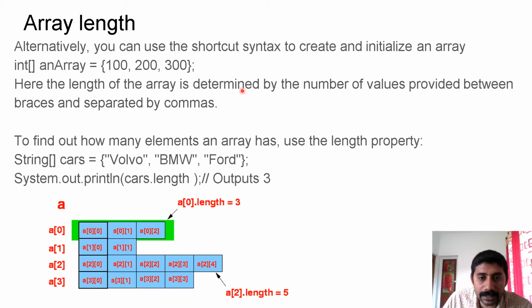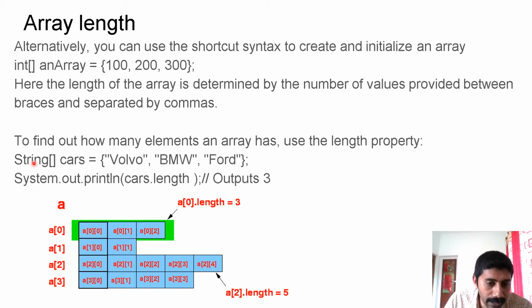Here the length of the array is determined by the number of values provided between the braces and separated by comma. To find out how many elements an array has, use the length property. In Java there is a length property. I said in Java all the arrays are objects. So object name dot length will give you the size of that array. Size means how many elements are present in that array.